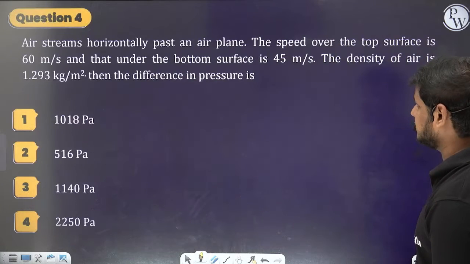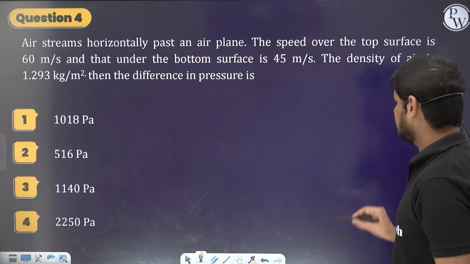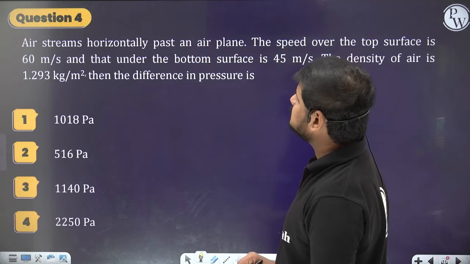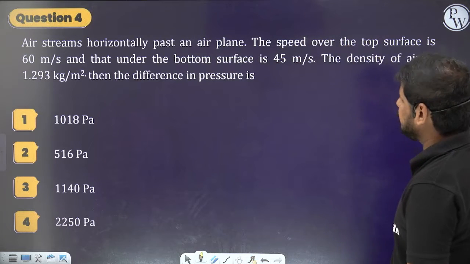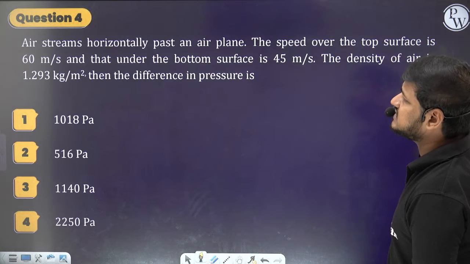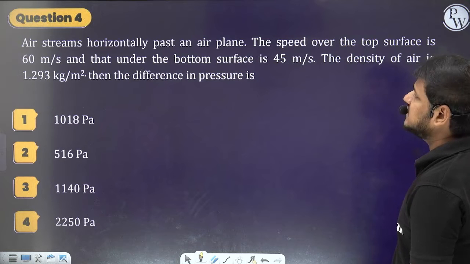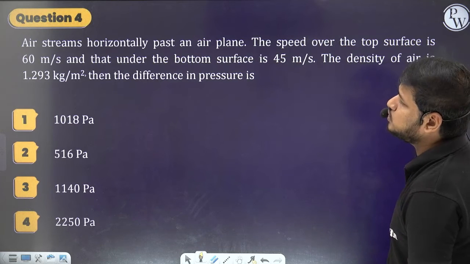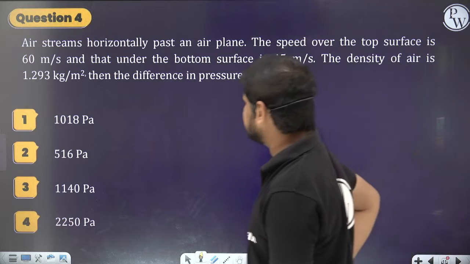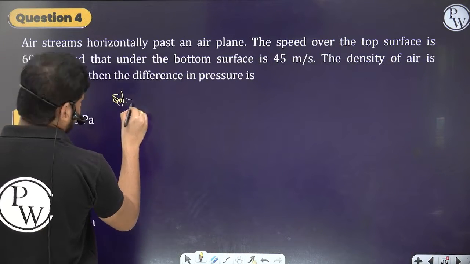So this question is also done. Let's move to the next question. What does the question say? Air streams horizontally past an airplane. The speed over the top surface is 60 meter per second and that under the bottom surface is 45 meter per second. The density of air is 1.293 kg per meter cube. Then the difference in pressure is? This is also a standard type of question.